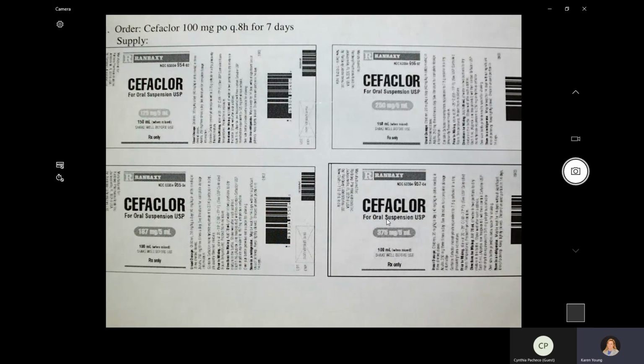So we're going to pretend for a little while that y'all are working in a pediatrician's clinic, working for a pediatric doctor. And the doctor has ordered cephalexin 100 milligrams. Evidently, they've probably got tonsillitis or strep throat or something. And you've got 4 different samples in the office to choose from. Patient's 2 years old. We'll go with that, okay?